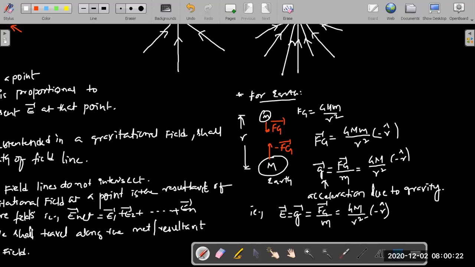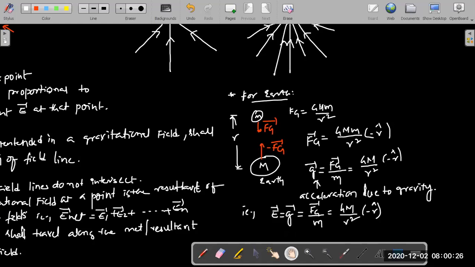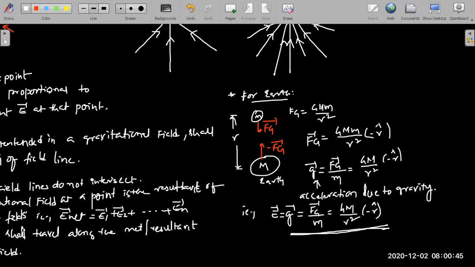Got the logic? So from tomorrow's class, we'll not call it E bar, but we'll be calling it G bar. We call it acceleration due to gravity. When I talk about acceleration due to gravity, that is nothing but the gravitational field intensity of Earth. Got the logic? Understood? So copy this. We'll meet tomorrow.